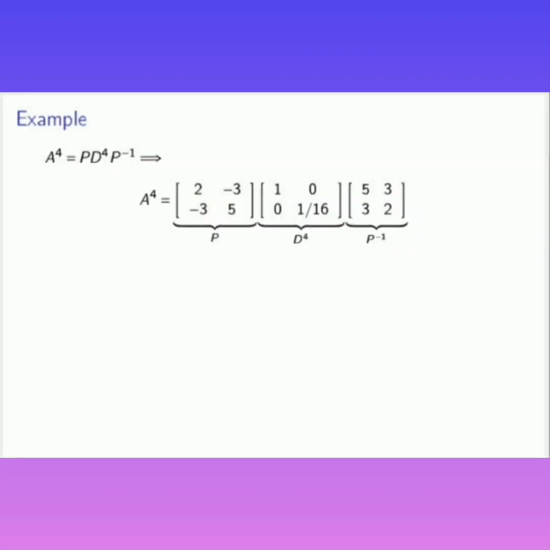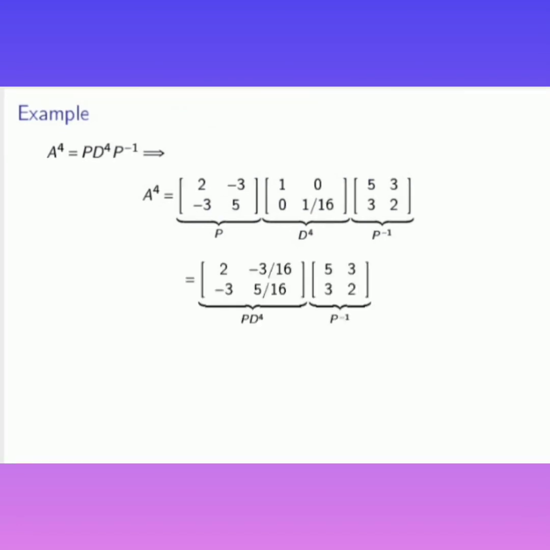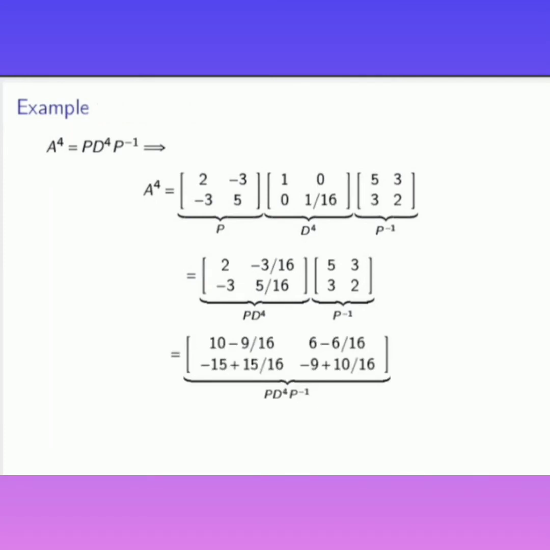A power 4 is equal to P into D power 4 into P inverse. A power 4 is equal to P, that is given in the question, and D power 4 is equal to 1, 0, 0, 1 by 16, and P inverse is equal to 5, 3, 3, 2. That is equal to P D power 4 into P inverse, equal to 2, minus 3 by 16, minus 3, 5 by 16, and P inverse is equal to 5, 3, 3, 2.